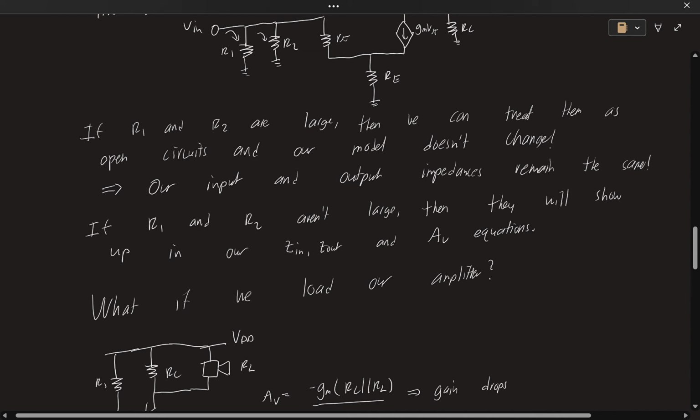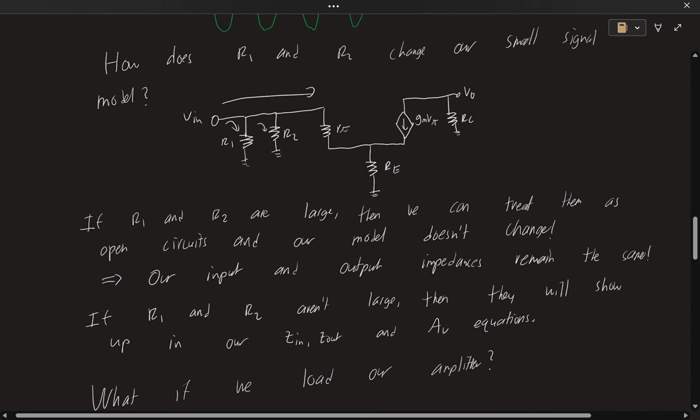But otherwise, they're going to show up in our gain, and they're going to result in less current, less of our input signal, right, reaching our R pi here. We're going to have current going away from these nodes here, going to R1 and R2, which is going to decrease V pi, decrease this current here, and decrease our overall gain, okay?